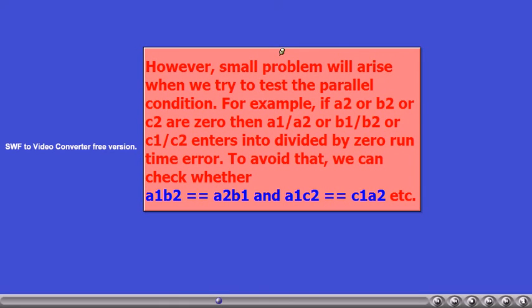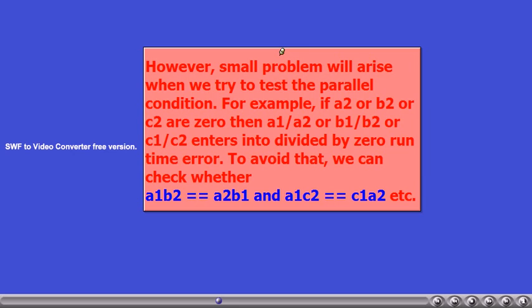We'll be having some problem, especially while testing whether the two vectors are parallel or not. Especially if a2 or b2 or c2 happens to be 0, then computation of a1 by a2, b1 by b2 or c1 by c2 leads to a divide by 0 situation. Thus, we propose the following change.